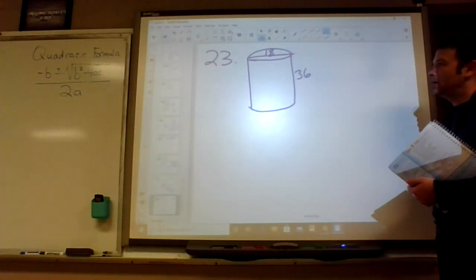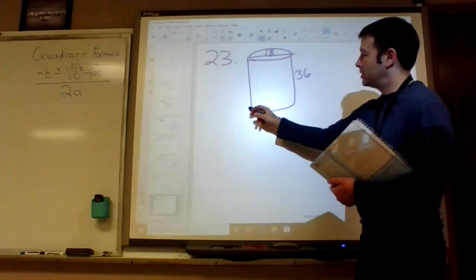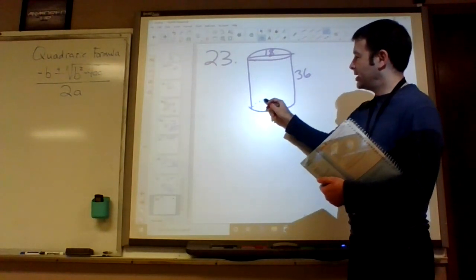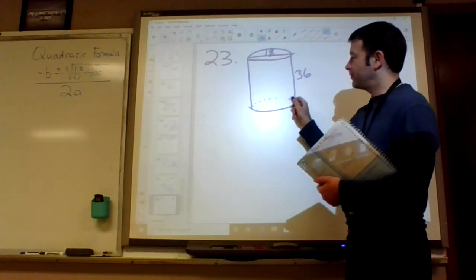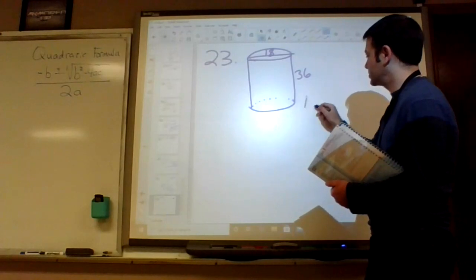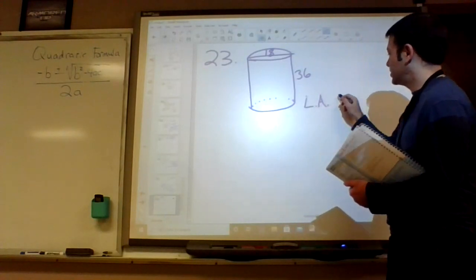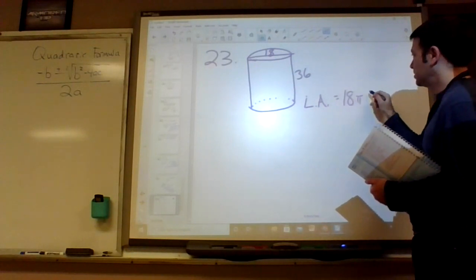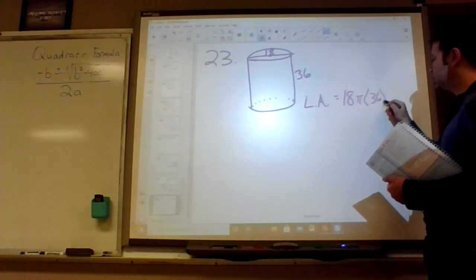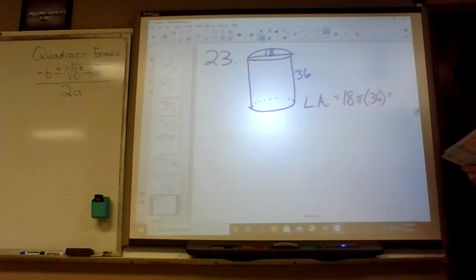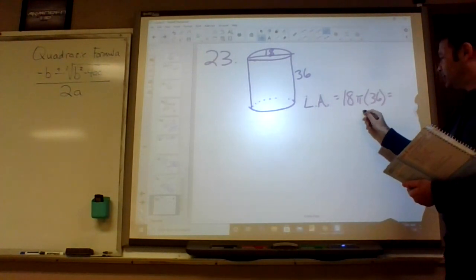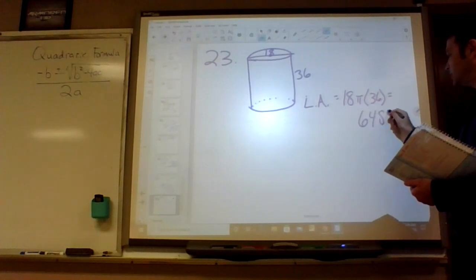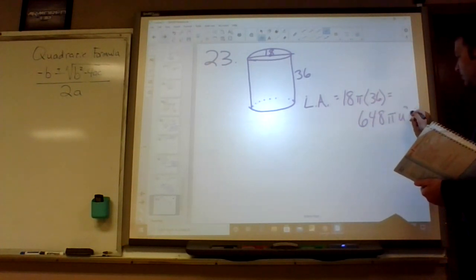Wrong. Okay, instead of perimeter times height, you do circumference times height. What's the circumference? Diameter times pi. Right, so it's 18 pi times the height, 36, which comes out to 648 pi. It's gonna be pi alone again. Units squared.